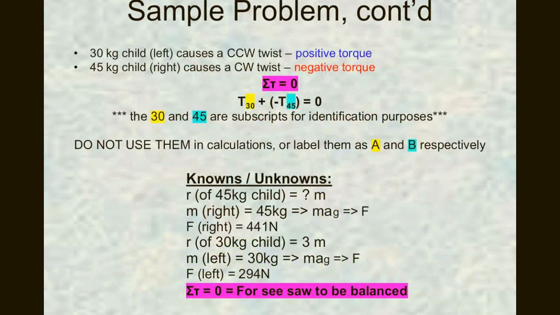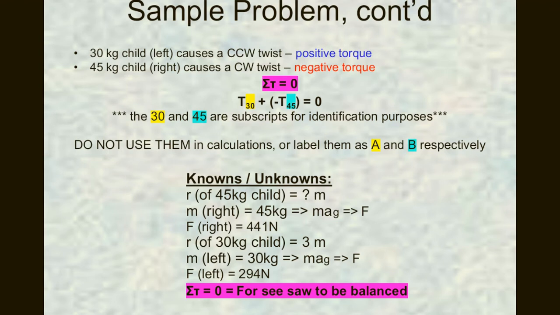So the 30 kg child on the left causes a counterclockwise twist, which gives us a positive torque. Remember that counterclockwise, it's as if you're going back in time, like in a video game, and that's how you pick up time, so that's positive. The 45 kg child on the right will cause a clockwise twist, and just like real life, if the clock is ticking, you're constantly losing time, which means it's negative. So obviously the net torque is 0, but we have to figure out the torque of each one. The child on the right has a negative torque, and the child on the left has a positive torque.